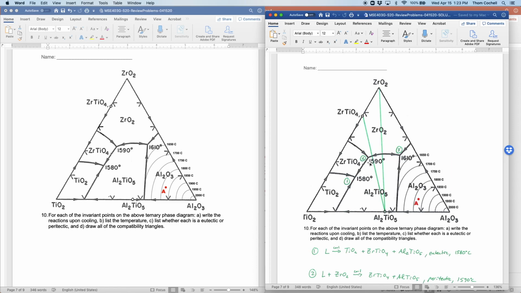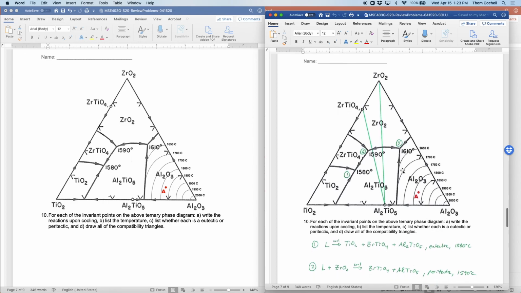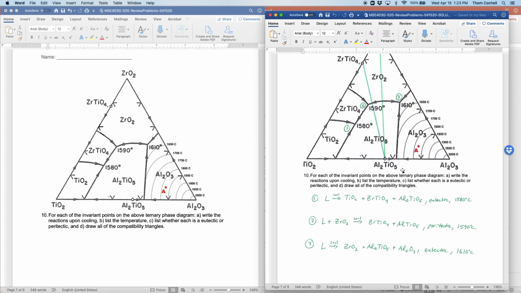For 2, if you go through the same method, you'll see that this sliver in the middle is its compatibility triangle. And then this is outside of it. So it's a paratectic. And then this region over here, which is the compatibility triangle for 3, and 3 is within that. So it's a eutectic. And so that gives us what we have and gives us our compatibility triangles, and that allows us to determine that. So for those reactions then, so let's start at 1 and 3.